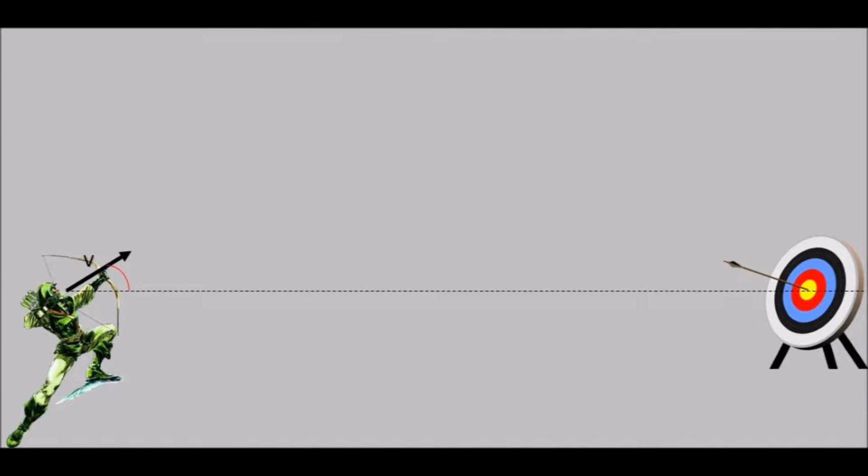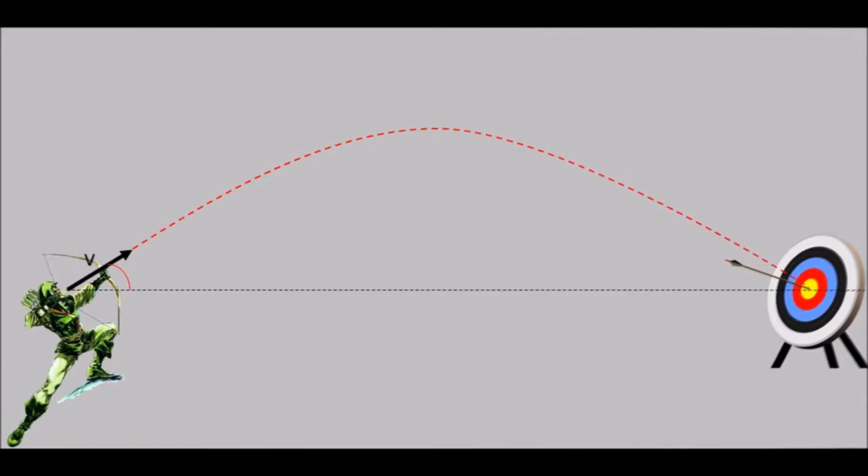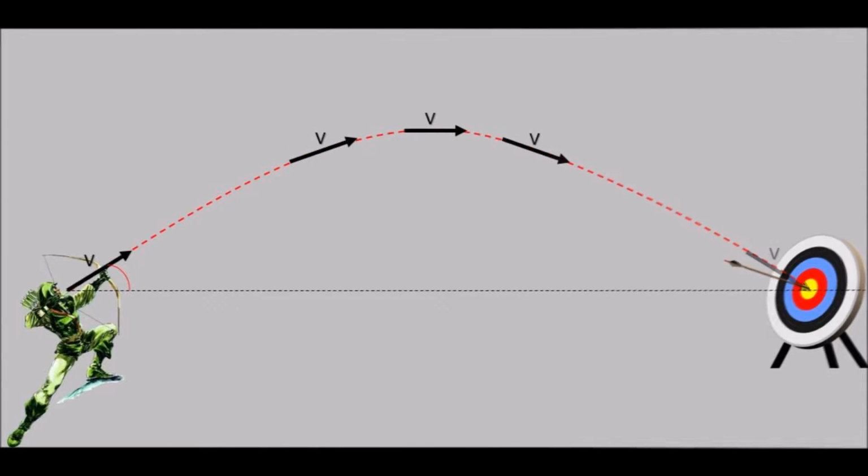Let's look at the Green Arrow as he is shooting an arrow from his bow. In this picture, he is shooting it with some velocity v at an angle from the horizontal. His arrow will follow the path indicated in red as it flies from his bow and is launched at his target. If you pause and take snapshots of the arrow as it flies along the path, you can see that the velocity changes in both direction and magnitude. But why does the path of the arrow curve down?